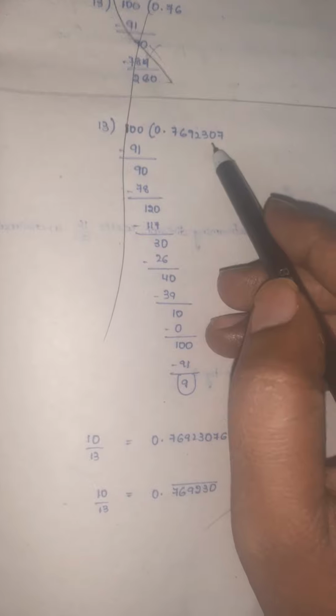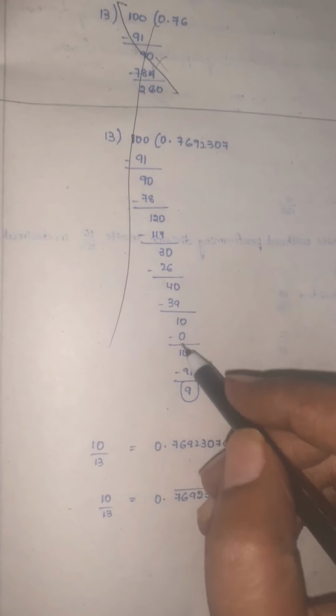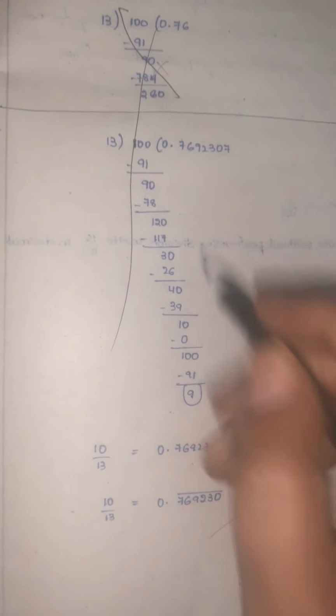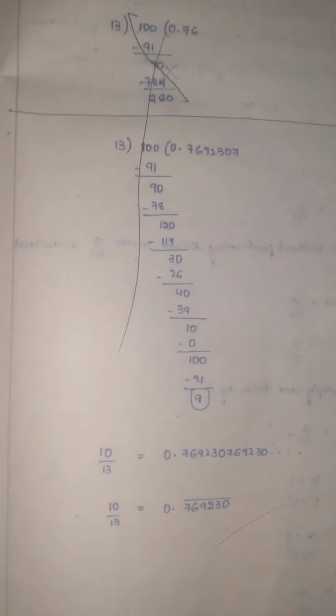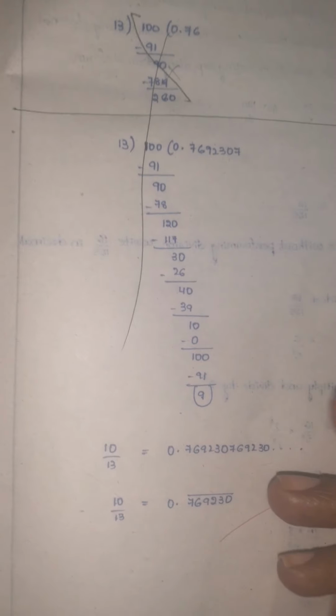So in the 13 table, 10 won't come. So that's why take 0 here and write 0 here. 10 minus 0 is 10. So the point is already there, keep 0. And 13 7s are 91. So what is the remainder? 9. So this is a special division, children.